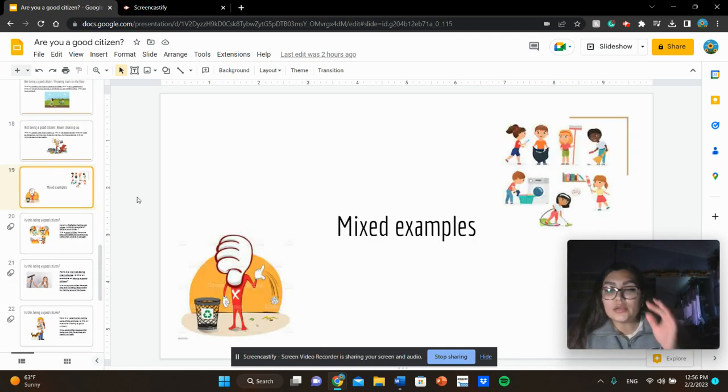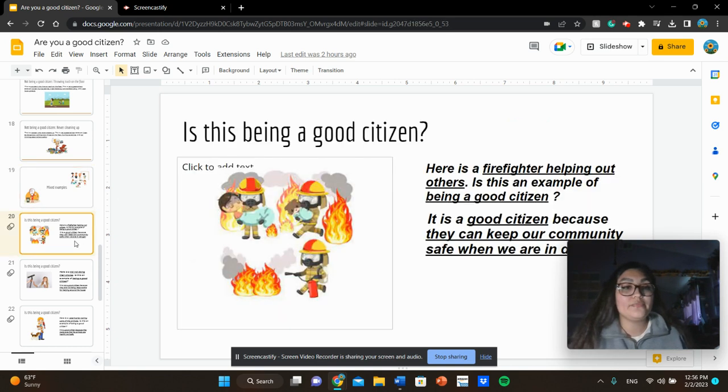Now, since we talked about a little bit more of non-examples, we're gonna now practice and see if we remember what things are good examples of being a good citizen and some non-examples of not being a good citizen. So as you can see here, there is a firefighter helping out others. So is this an example of being a good citizen? Yeah, it is. It is a good citizen because they keep our community safe when we are in danger, right? And they are the ones responsible for keeping us safe.